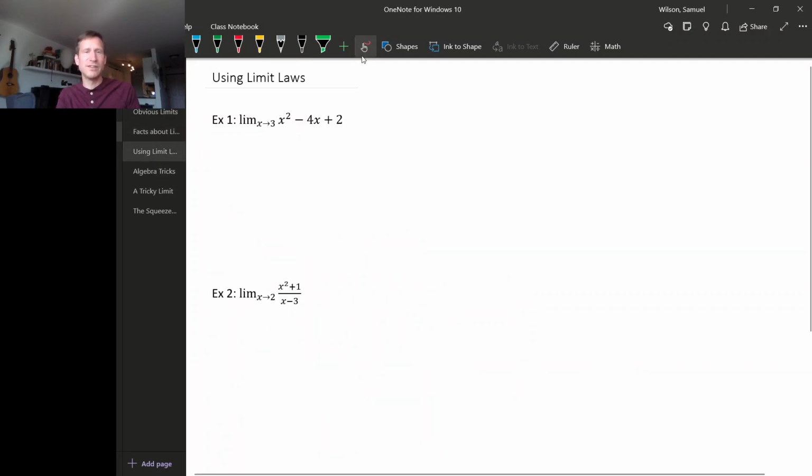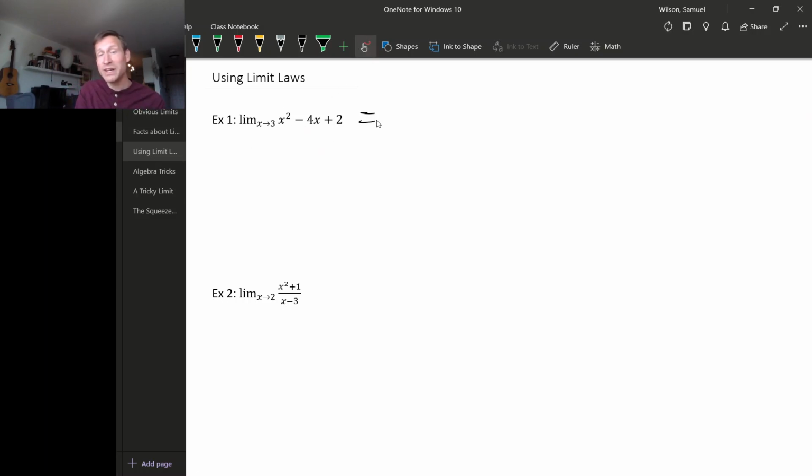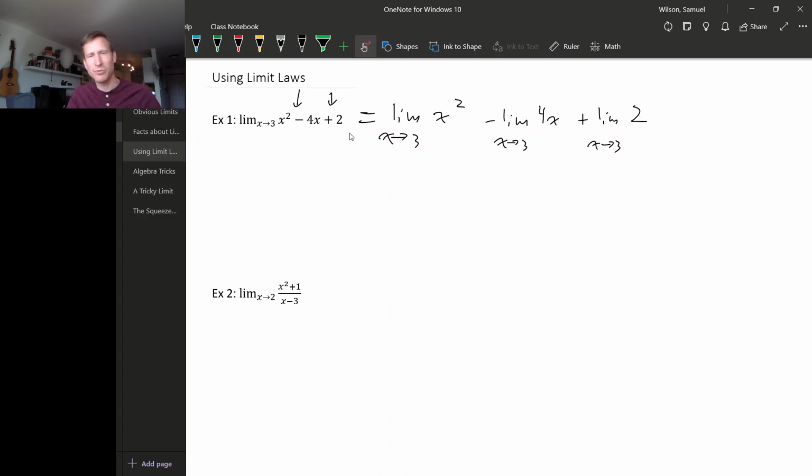For example, let's find the limit as x goes to 3 of x squared minus 4x plus 2. Well, we can start out by using the sum and the difference rules to break up this limit at the subtraction and the addition here. So we get the limit as x goes to 3 of x squared minus the limit as x goes to 3 of 4x plus the limit as x goes to 3 of 2. Okay, so we've used the sum and the difference rules to get that.